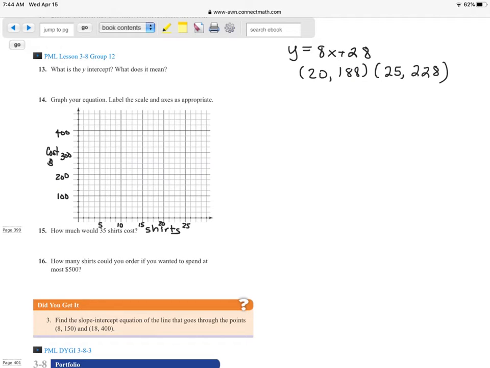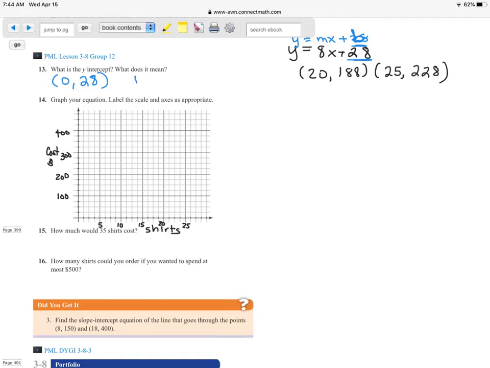Alright, so 13 asks us, what is the y-intercept? Well, remember our equation that we got from the last video was y equals 8x plus 28. So in the y equals mx plus b equation, this b right here, this 28, is the y coordinate of our y-intercept. Remember, the y-intercept is always 0, a number. So what does that mean?